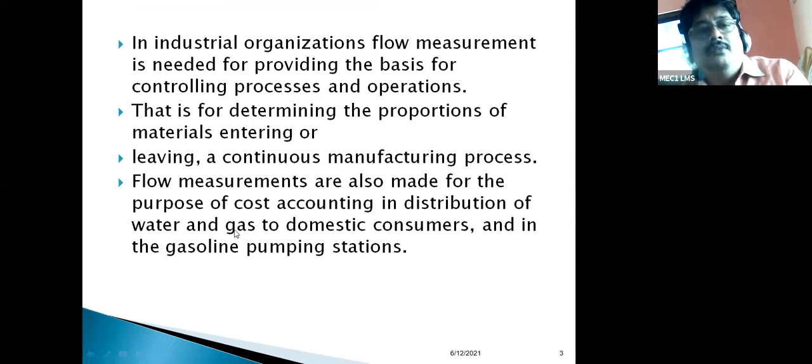And then flow measurements are also made for compressor guns. Okay, compressor guns. Number 30.